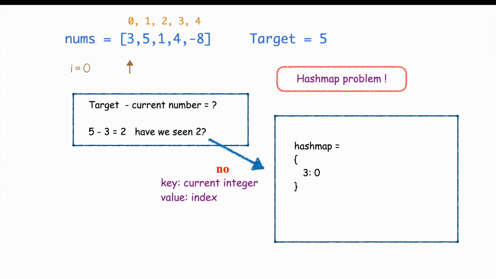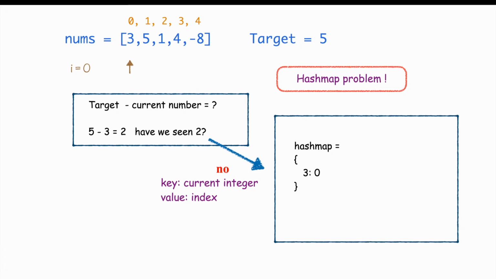3 as the key, because we need to be able to look up the number very efficiently. So we want to store the number 3 as the key. And because once we find that answer, we need to return the indices of that pair, we want to store the index as the value. 3 is the current value, and the index for the 3 is 0, so we want to store that 0 as a value, as you can see from the Hashmap here.